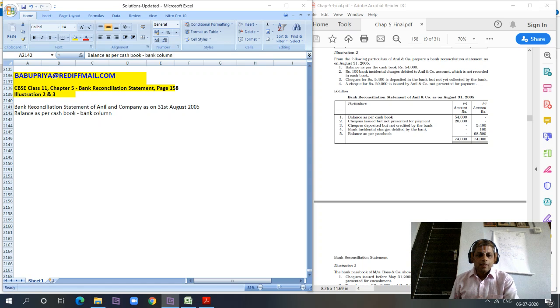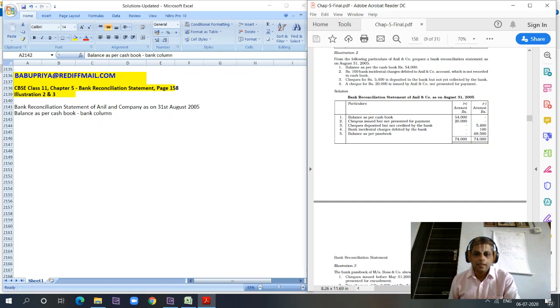Let's continue with the bank reconciliations. Today, we will try to solve the second and third illustration and also the unfavorable balances. From the following particulars of Anil and Company, prepare a bank reconciliation statement as on 31st August 2005.